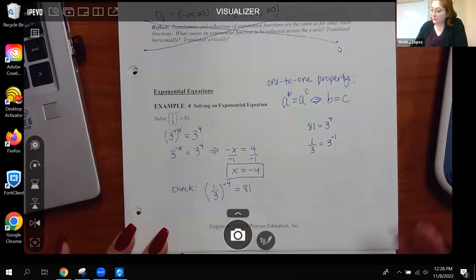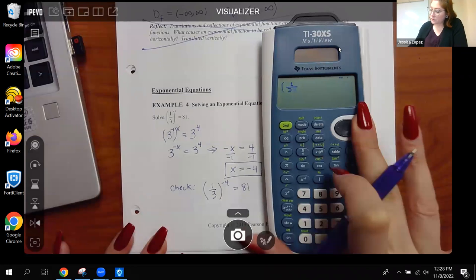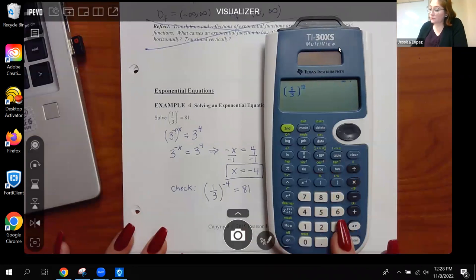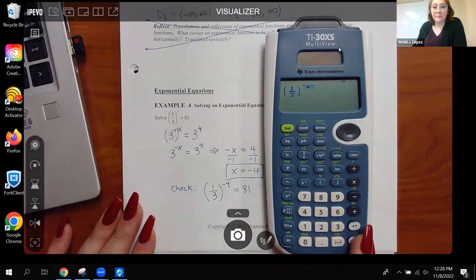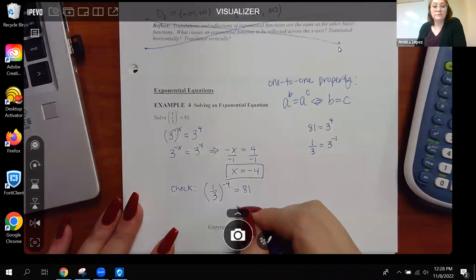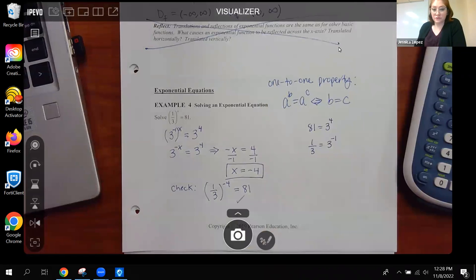So let's try. Parentheses 1 over 3, close it, raise to the negative 4, and we hope that it's 81 so that we did it correctly, right? And it is 81. So this does check out, okay? So negative 4 is the actual answer here.